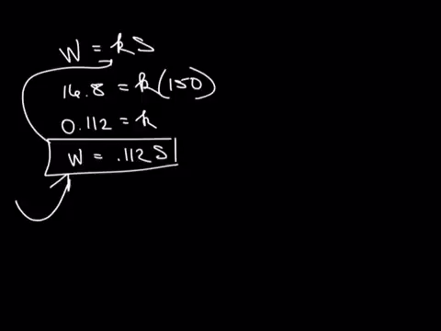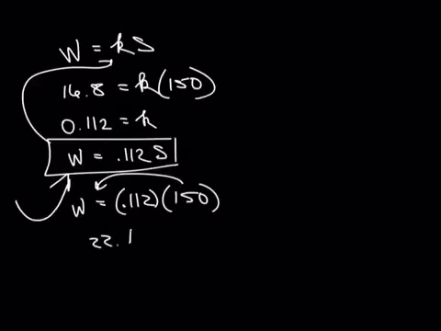So all we're going to do then is take the information that they gave us, water, that's what we're looking for, and they're saying, okay, if we have 150 centimeters of snow, how much water will that give us using that formula? And that gives us 22.4 centimeters, not inches, of water.